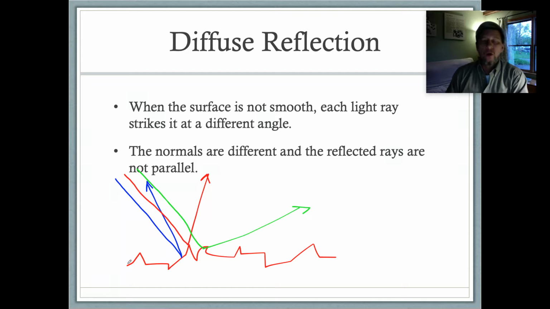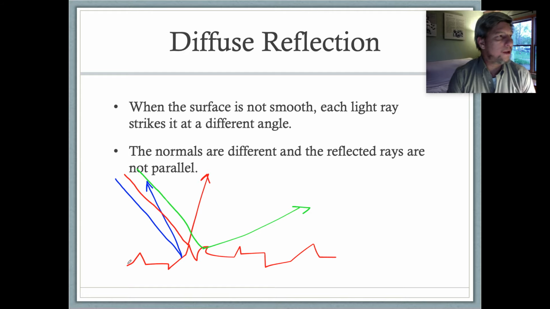Notice that the reflected rays are no longer parallel. They're no longer cohesive, and so the light literally is diffusing. It's going all over the place rather than staying together to form an image. The reason for this is that the normals are different because the surface is not flat, and therefore the reflected rays are not parallel. The most important takeaway from this is that no image is formed.